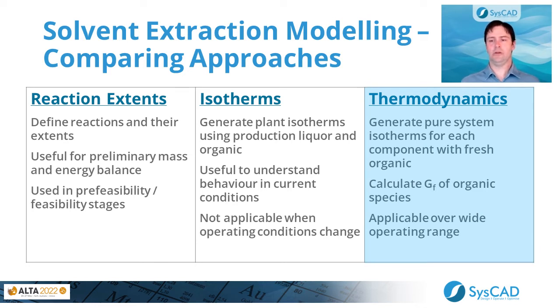What you do with this is you generate pure system isotherms for each component. So for every single component, like uranyl sulfate or molybdate, the different things that you're extracting, you use fresh organic. The advantage with doing this is that you have a very pure system that you can write a very detailed thermodynamic model for, where your only unknown is the free energy of the organic species. Then when you calculate the free energy of these organic species, you can put them together in a combined model where you will get a prediction of competitive extraction over a wide operating range.